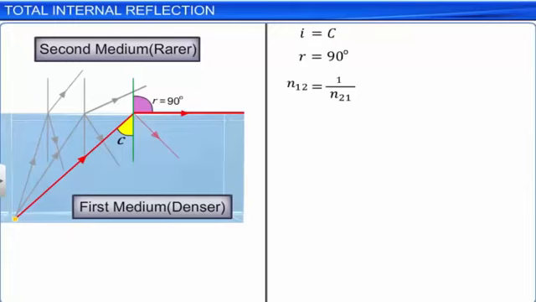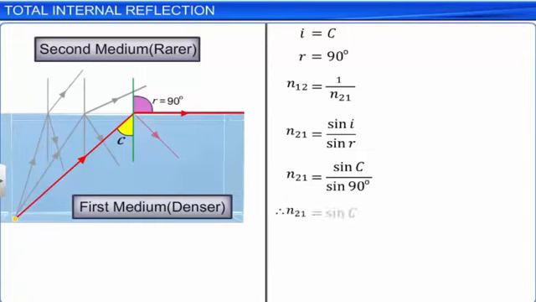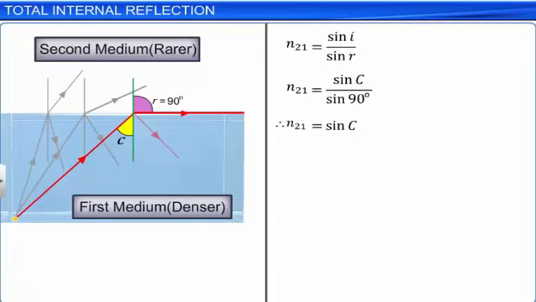Therefore, n21 is equal to sin C, or n12 is equal to 1 by sin C. This means the refractive index of the denser medium with respect to the rarer medium, n12, is equal to 1 by sin C.